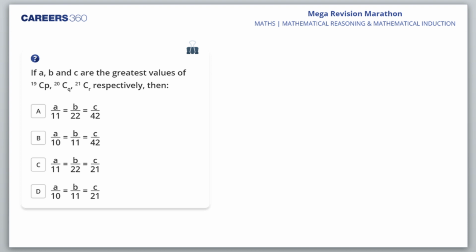So come on, students, do this question. 19CP, what value of P will yield? By the way, A, B, C are the greatest values of 19CP, 20CQ and 21CR. Okay, can you find what are the values of A, B, C?